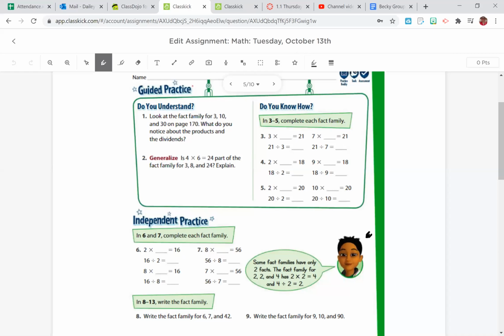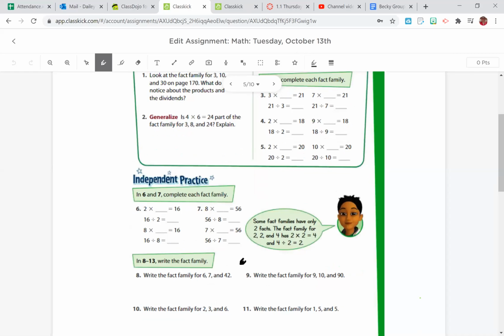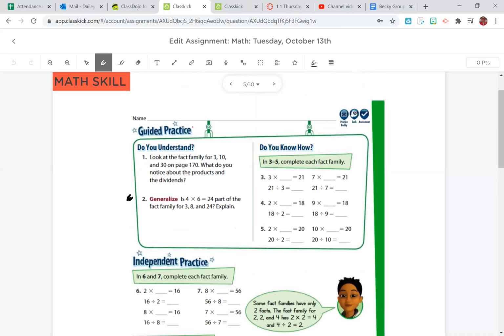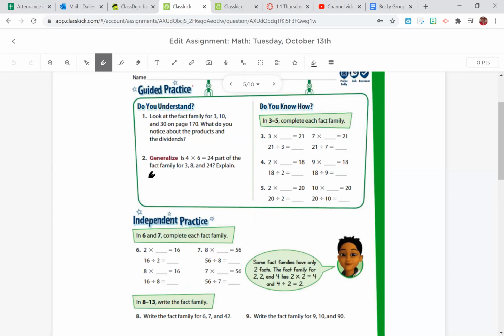We're going to work on our guided practice together, and then you'll be able to practice some fact families below. Look at the fact family for 3, 10, and 30 on page 170, what we just looked at with the drums. What do you notice about the products and the dividends? And that's what we just practiced.